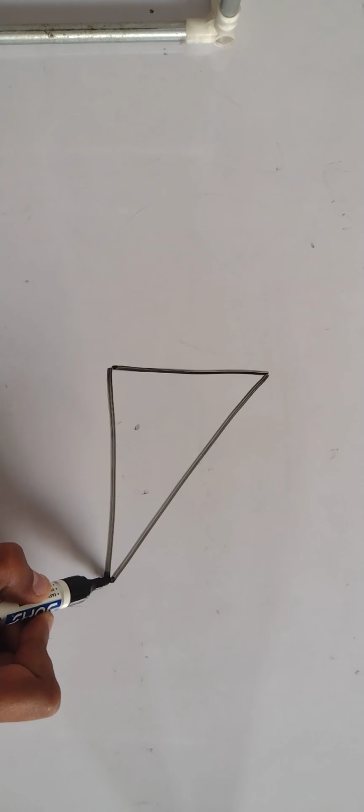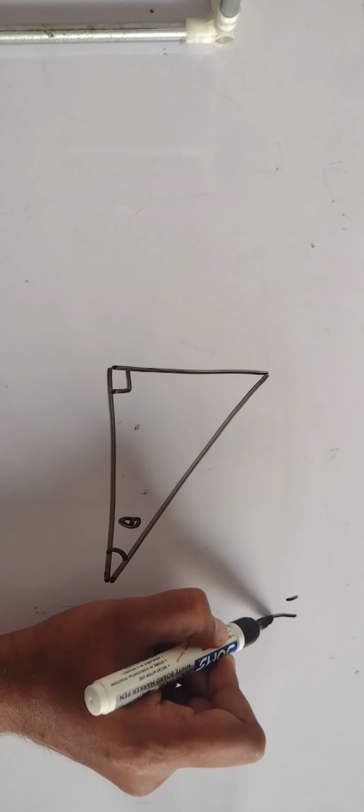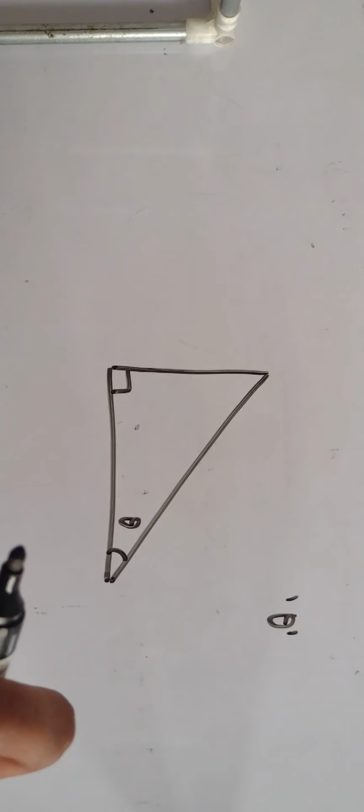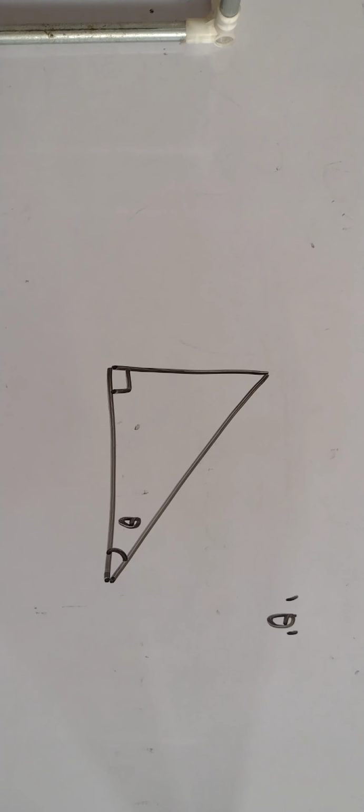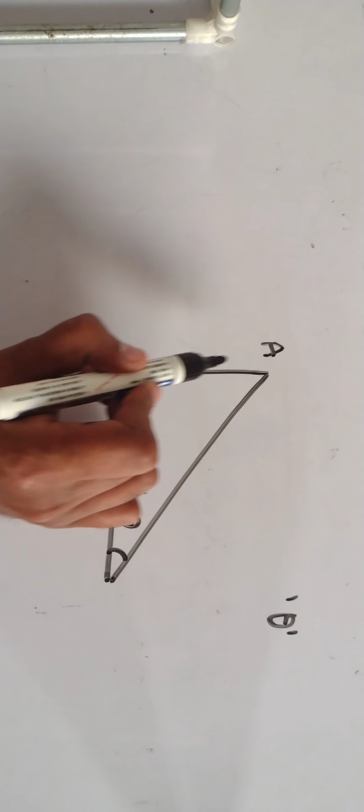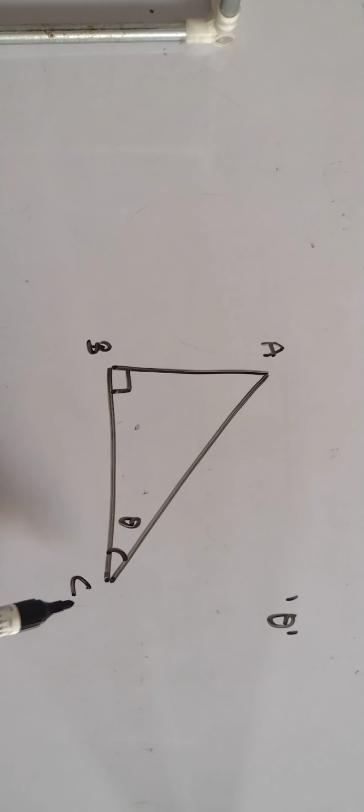So this is 90 degrees, and this angle is theta. Theta is nothing but a Greek letter. You can take any letter, a, b, c, d, or any of the Greek letters. So this is A, B, and C. This side is ABC. The name of the triangle is ABC, and this is the angle theta.